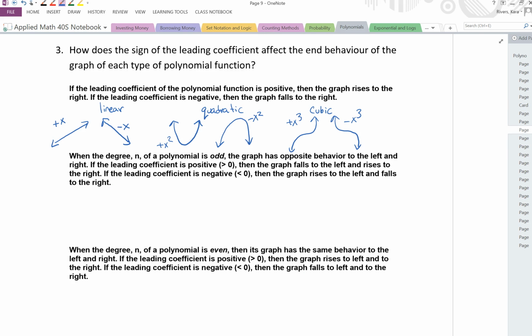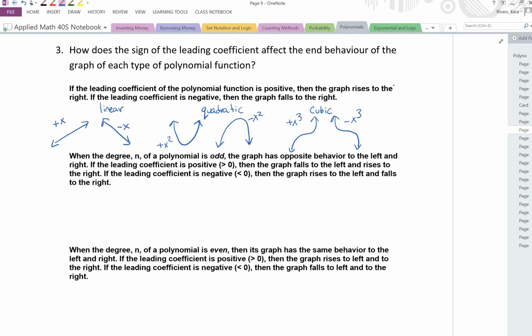Here we have that summarized in the first part of number 3. In the second part, it says when the degree n of a polynomial is odd, the graph has opposite behavior to the left and right. If the leading coefficient is positive, then the graph falls to the left, rises to the right. If the leading coefficient is negative, then the graph rises to the left, falls to the right. So what exactly are we talking about here?